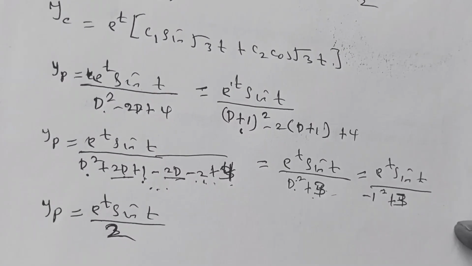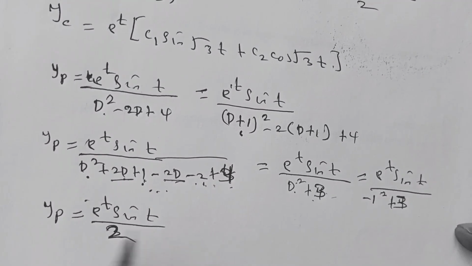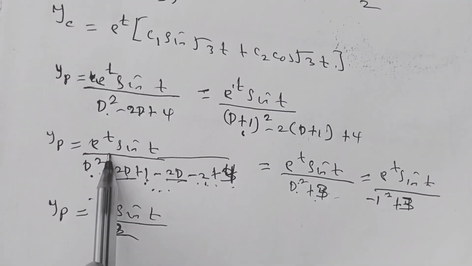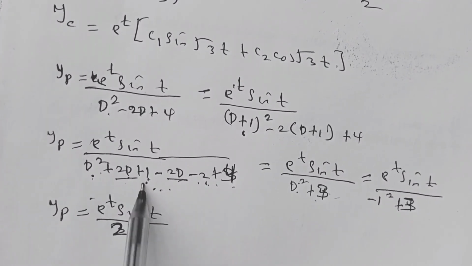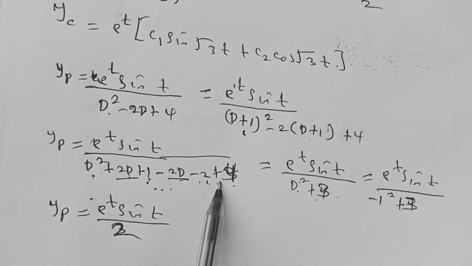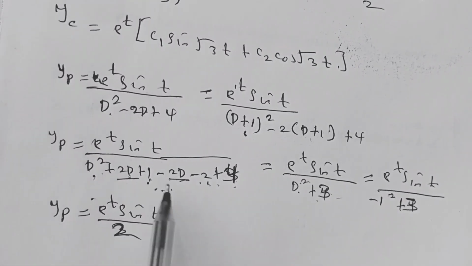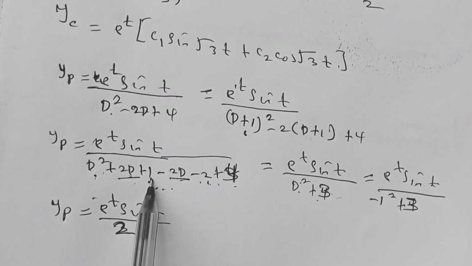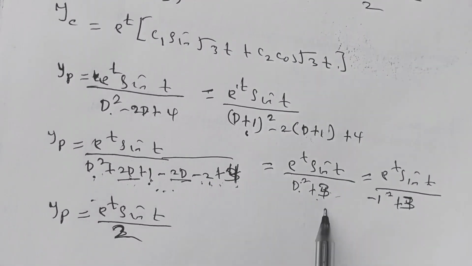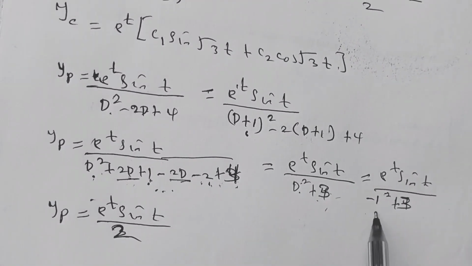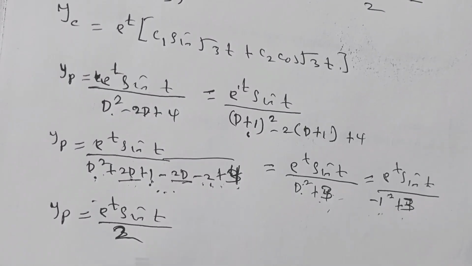So from here we have exponential t sine of t over D squared plus 2D plus 1 minus 2D minus 2 plus 4. So this 2D and this minus 2D cancel. 1 minus 2 is negative 1, plus 4 will give us plus 3. Negative 1 squared is negative 1, plus 3, which will give us 2.